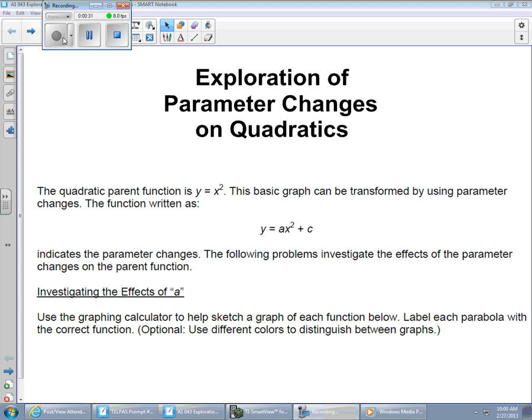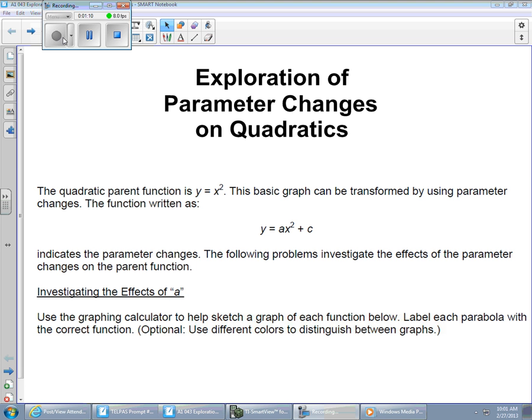The quadratic parent function, if you haven't figured it out, is y equals x squared. Nothing changed about it, nothing added to it, nothing multiplying times our independent variable x. It's a positive x. That's what makes it a parent function. The basic graph can be transformed using parameter changes. Those parameter changes are what happens when we start playing with this constant a in front of the independent variable, and what happens when we start playing with adding or subtracting a number from the equation itself. The following problems investigate the effects of the parameter changes on the parent function.